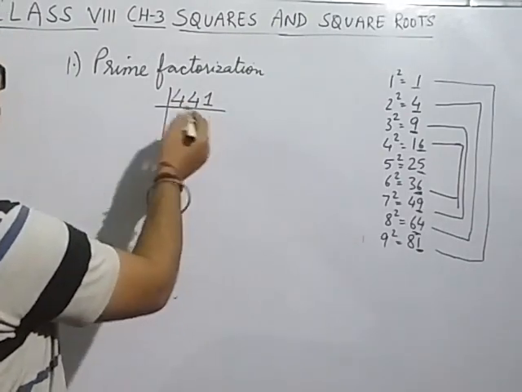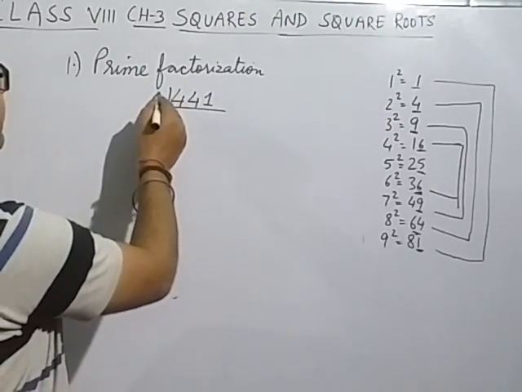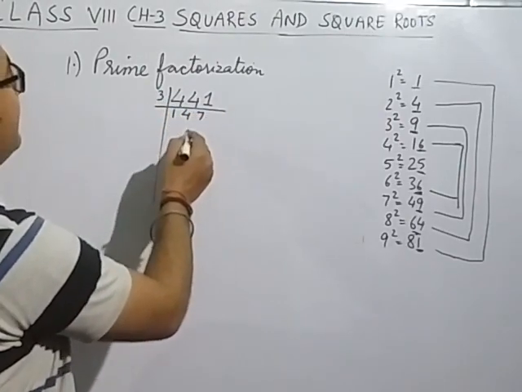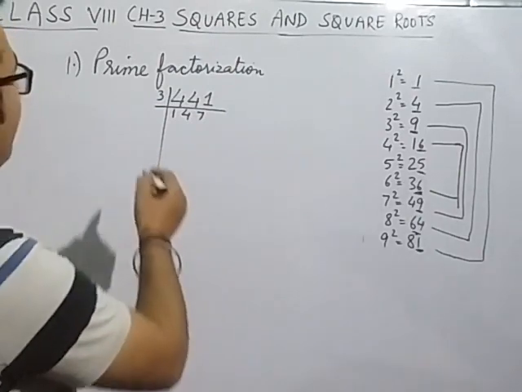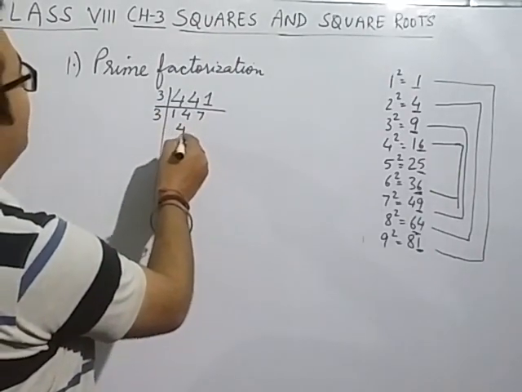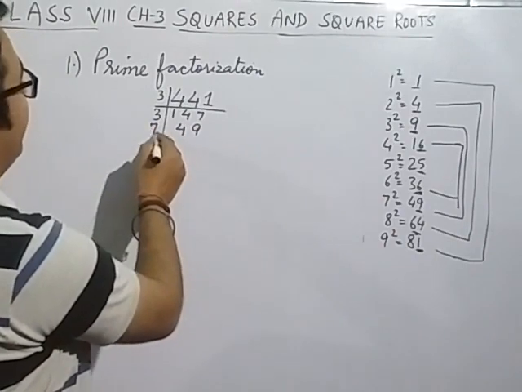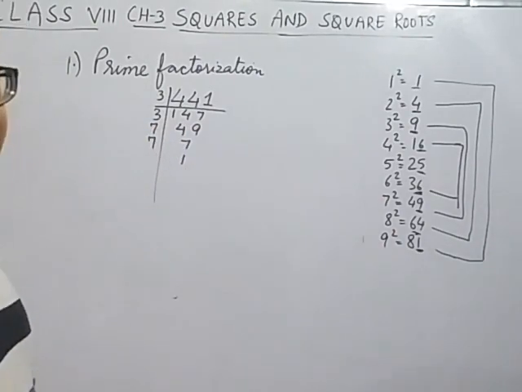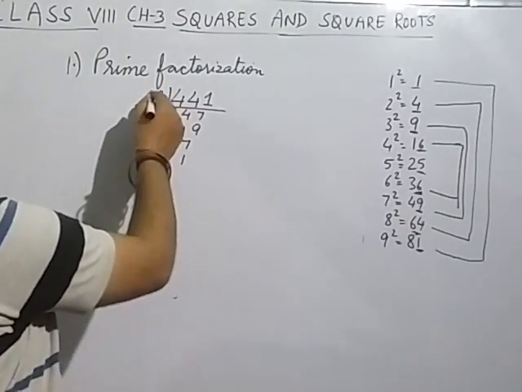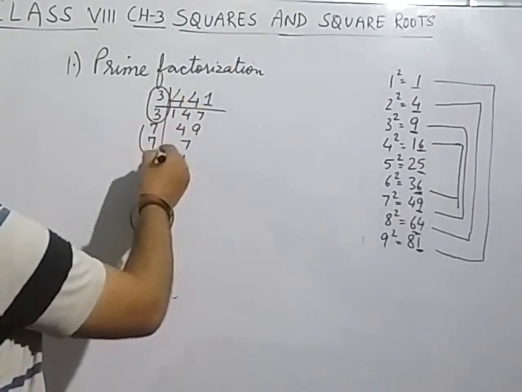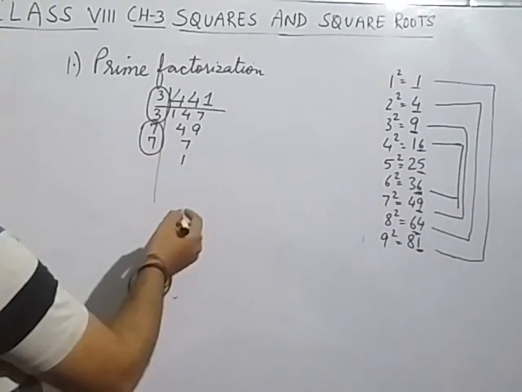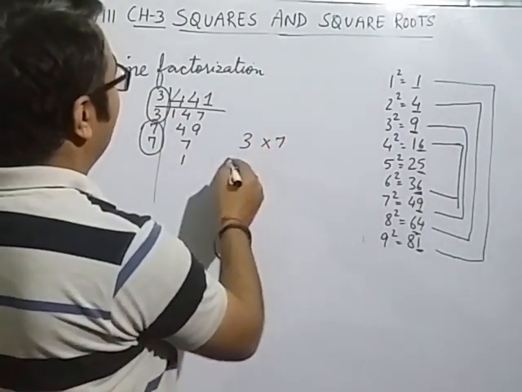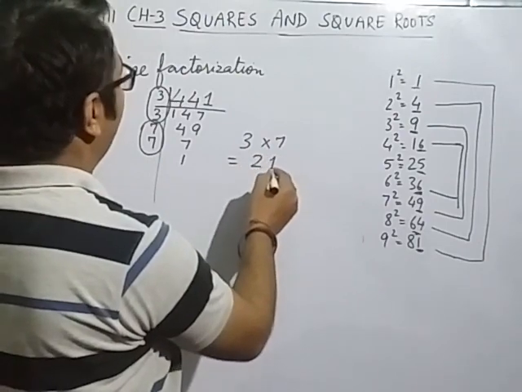It will not go by 2 since the last digit is 1. So let us try by 3. 3 1s are 3, 3 4s are 12, 3 7s are 21. Again it will go by 3, 3 4s are 12, 3 9s are 27. Now it will go by 7, 7 7s are 49. Once the prime factorization is taken out, after that we make the pairs of 2. As you can see, here we have made pairs of 3 and 7. So square root of 441 will be 21.